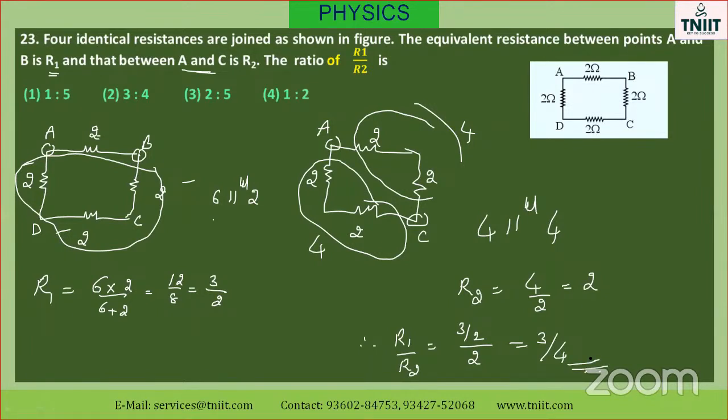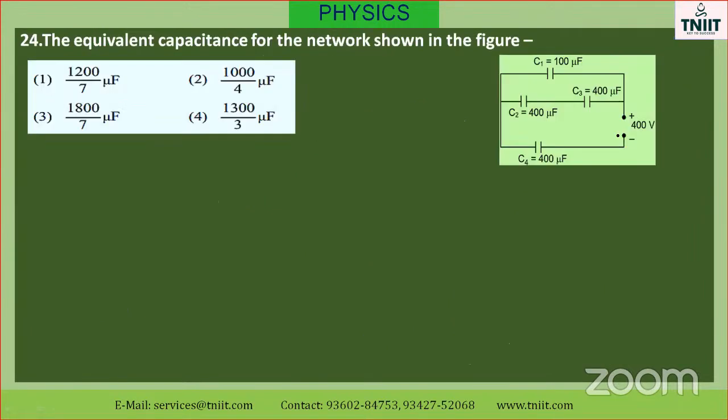So what is the effective resistance? That is 3:4. Asking you to find the equivalent capacitance in this network.